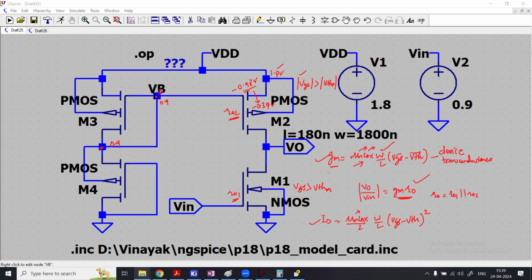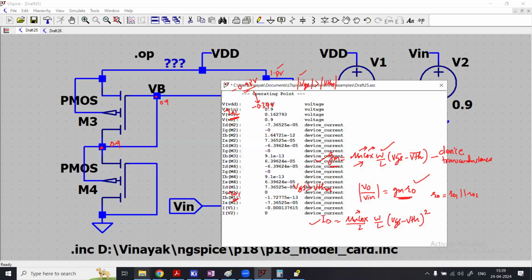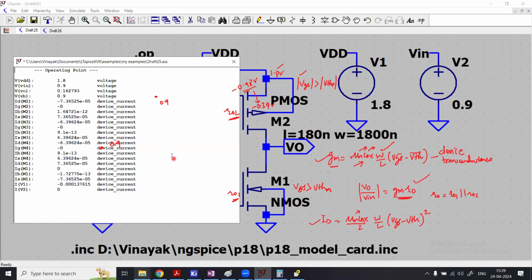So we want to understand the device currents and the voltages across all pins like VDD, VB, the voltage drop across each transistor, and to make sure whether all of them are operating in saturation region or not, because that's what we want. So click simulation, and here we are. What you see here, let me erase this also, so we can see better.